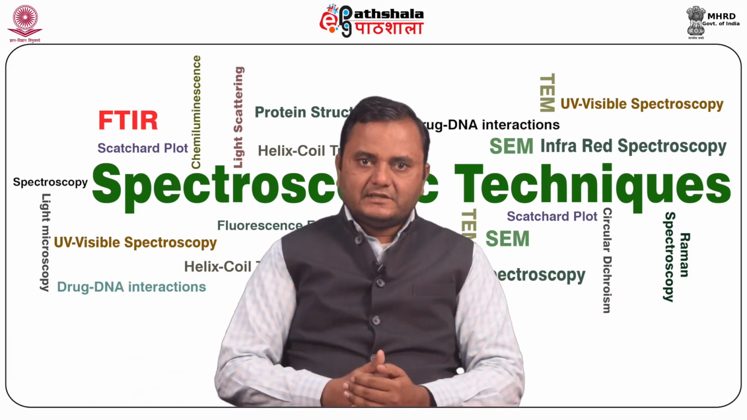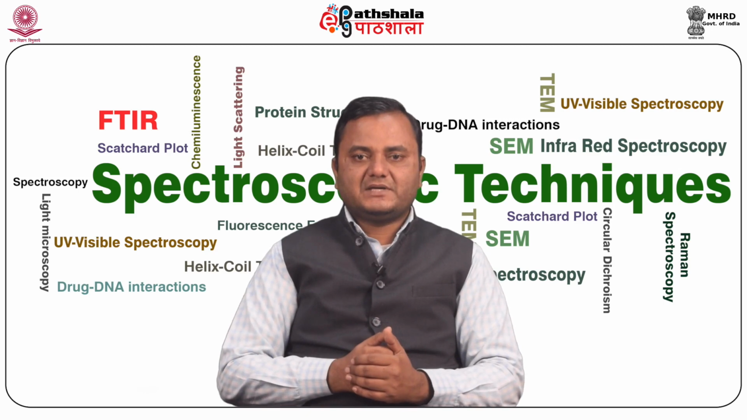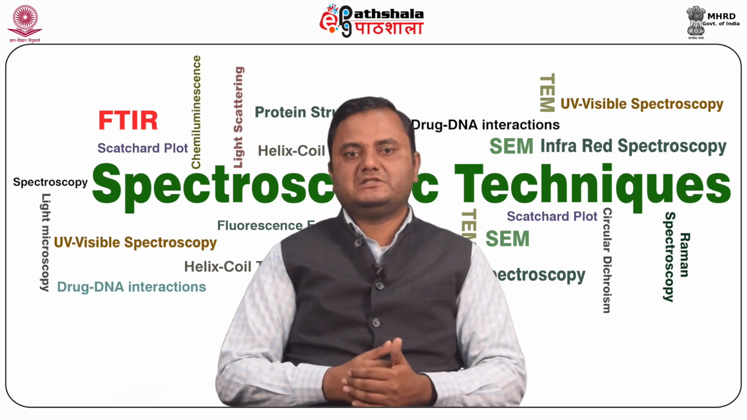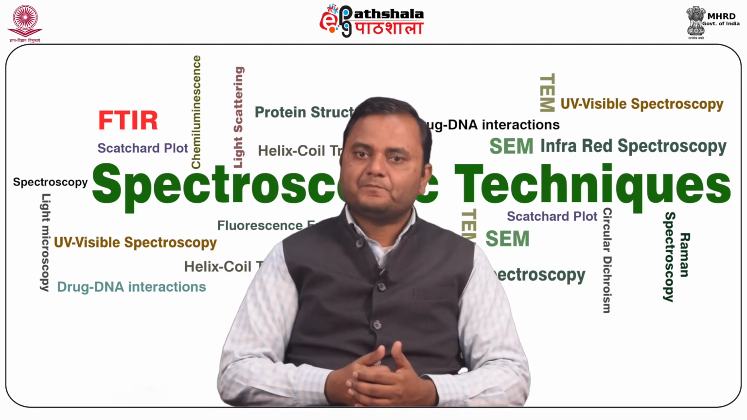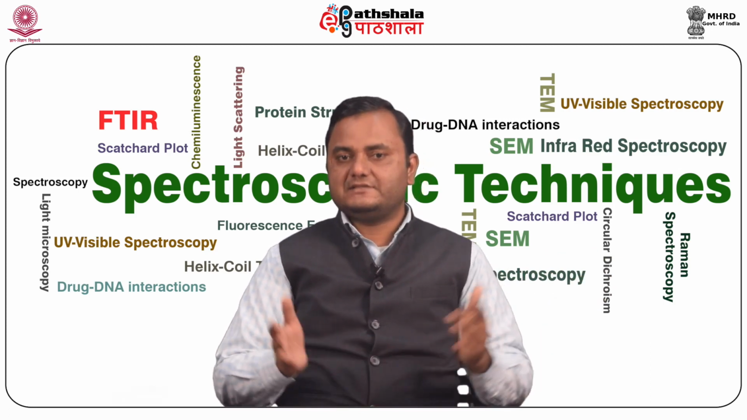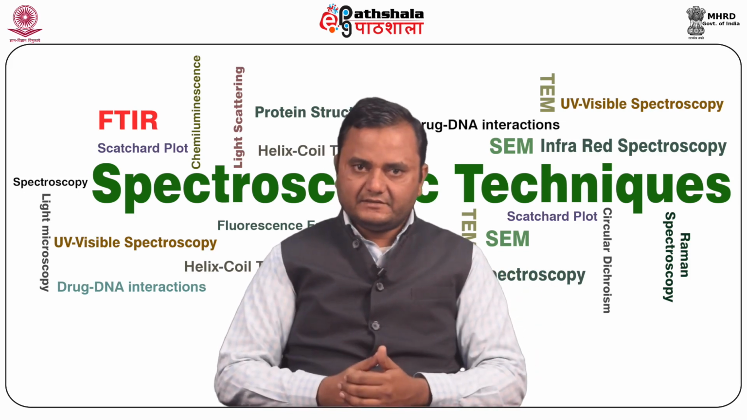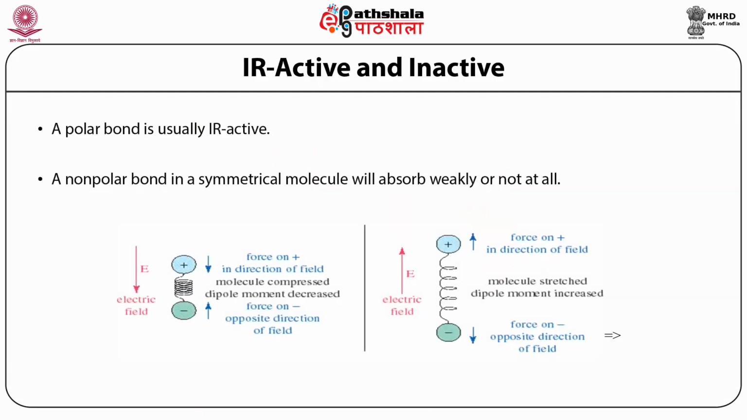There are 2 sections of IR spectra: the functional group region, which lies at frequencies greater than 1500, and the fingerprint region, which lies at frequencies less than 1500 wave number. We discuss here what kind of chemical structure gives you IR spectra, like which compound is IR active and which compound is IR inactive, or what the major requirements are for a compound to be IR active. There are only 2 simple criteria.